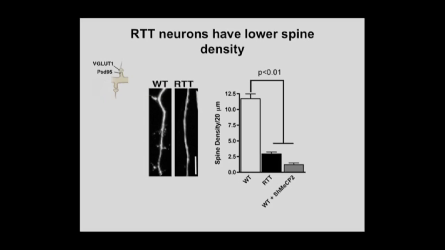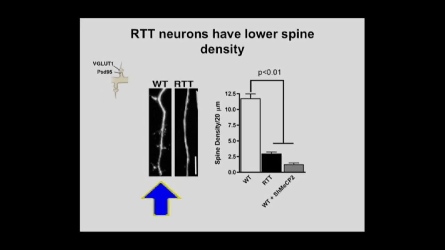Another morphological alteration that we realized is the density of neuronal spines. Neuronal spines are those small protrusions in neuronal processes that may be the actual structure where the communication between neurons, the synapses, are formed. So we quantify these spines, and we see that Rett syndrome neurons have a clear reduction in the number of spines when compared to controls.